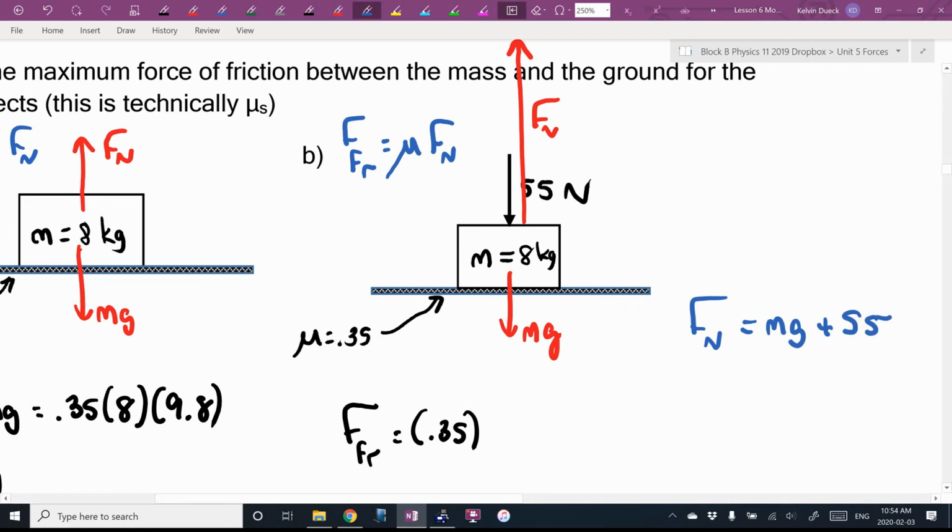Does that make sense? Has to be. We're using Newton's first. So what I'm going to do is, instead of the normal force, I'm going to put in brackets mg plus 55. That is mu times the normal force in disguise.